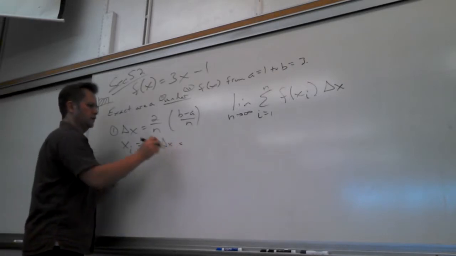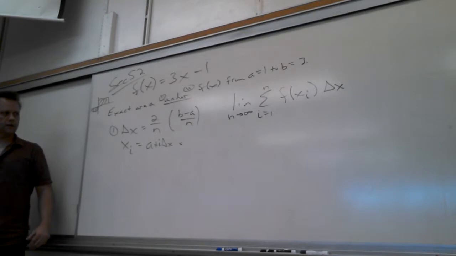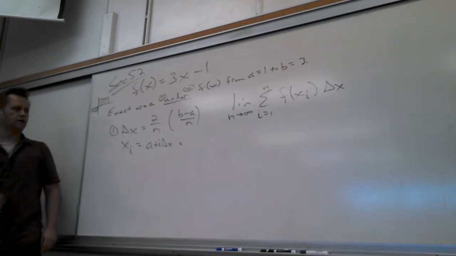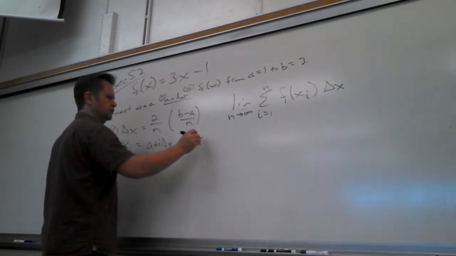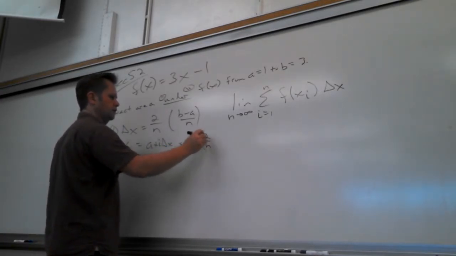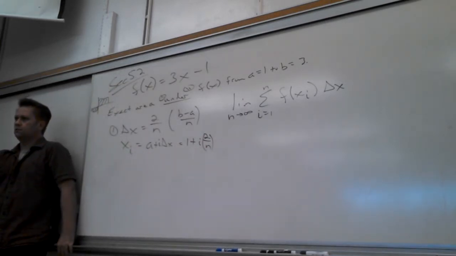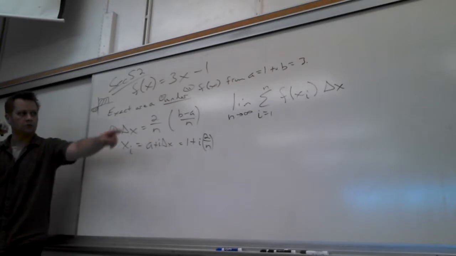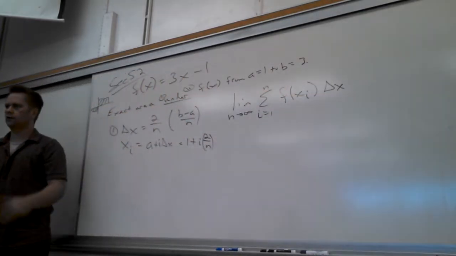Let me make this a little bit clearer. It's not two xi's in there. xi is a plus i delta x. So it's 1 plus i times 2 over n. Yeah, so step 1 is to create your building blocks. Your building blocks are delta x and xi. That's what goes into building this thing.